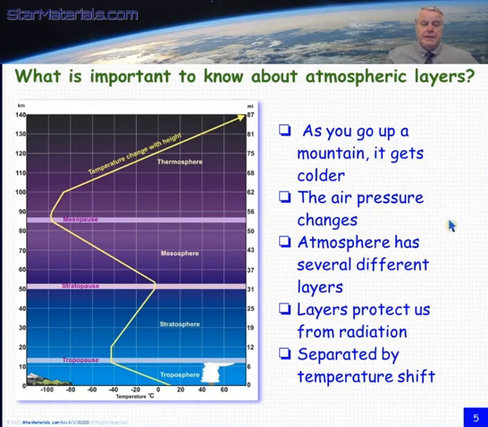So, the atmosphere has layers. The air pressure changes in each layer. Some layers protect us from radiation, and the layers are separated by the temperature shift, the direction the temperature changes by.